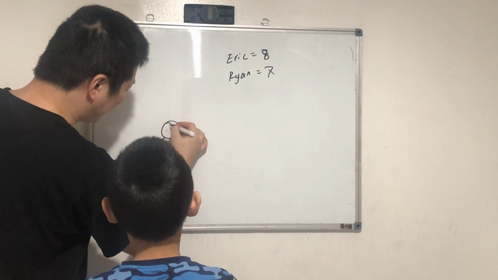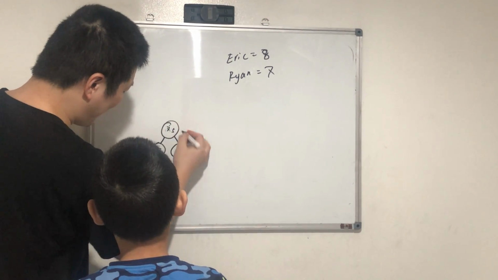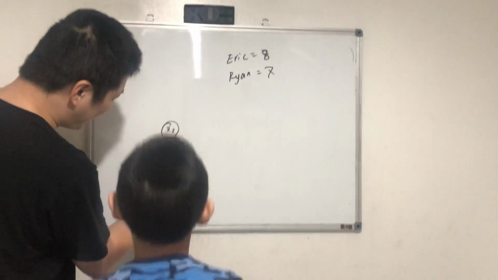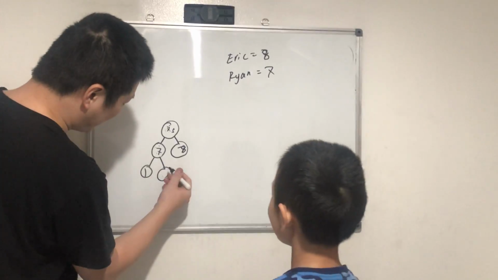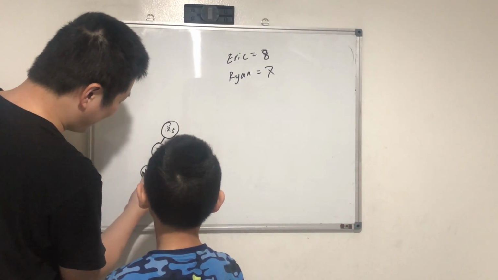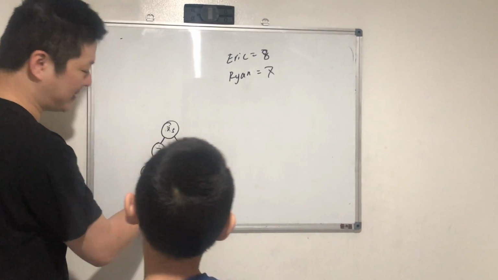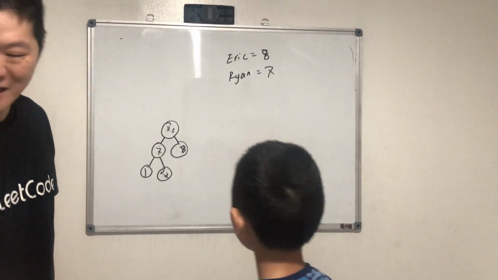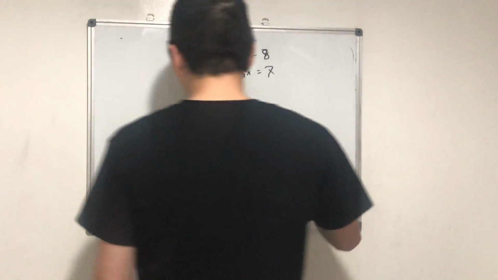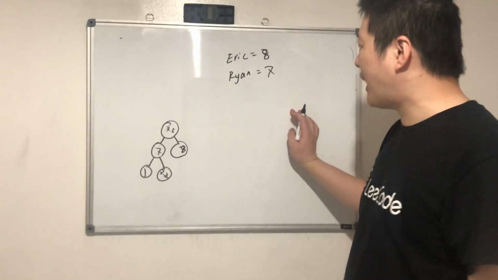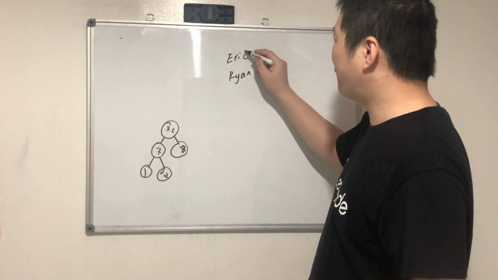But this does not satisfy it. Let's change this to 7.5, and then this needs to be bigger. Let's put it at 7.2. And then that will be 1. That's a binary search tree. And then 7 is Ryan. Eric's is 8. Is that okay? Yeah, my parent is 7.5. Okay, that's fine.